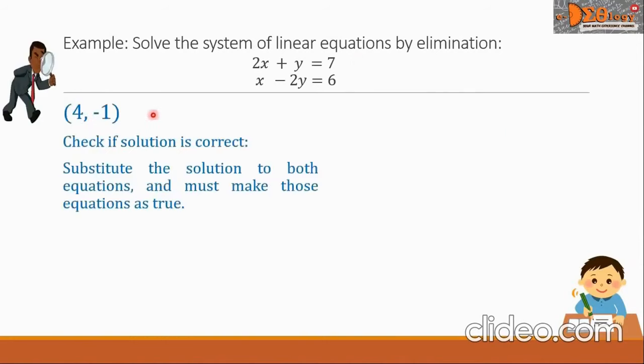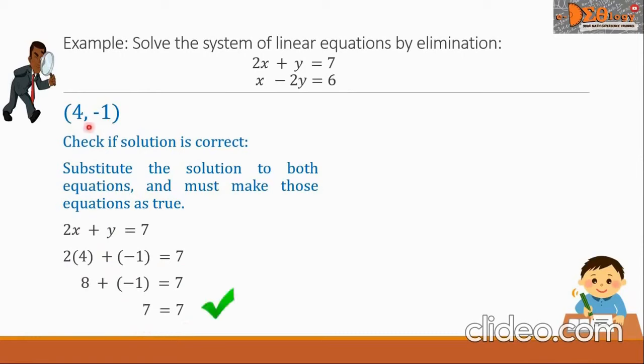Now let us check if this answer is correct. Let us substitute the solution to both equations and must make those equations true. Let us take the first equation, 2x plus y equals 7. Let us substitute the 4 into the x and the negative 1 to y. So we have now 2 times 4 plus negative 1 must be equal to 7. 2 times 4 is 8 plus the negative 1 equals 7. 8 plus negative 1 is 7 and equal to the right side, which is 7 also. So the 4, negative 1 makes the first equation true.